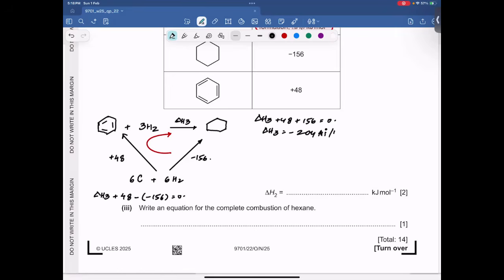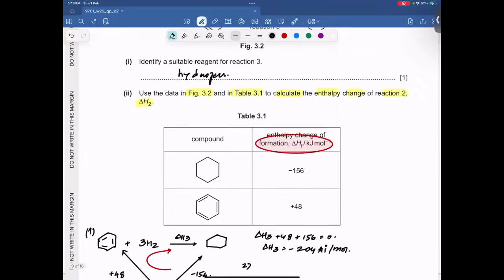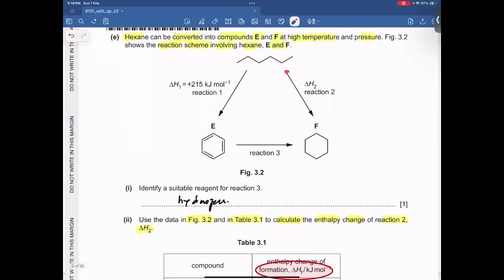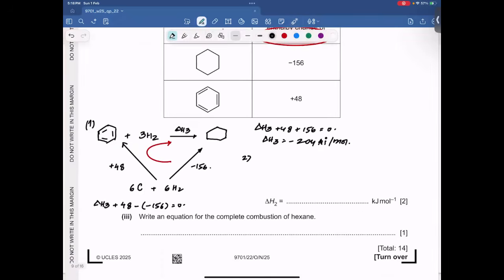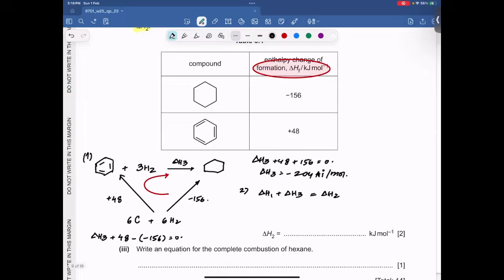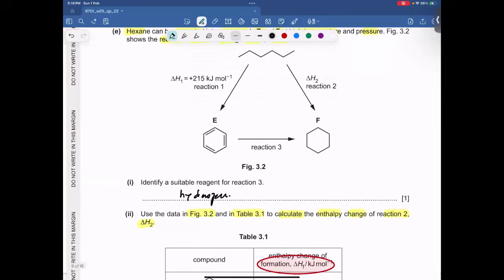Okay. So that's the first step. In the second step, I have to apply the Hess cycle, because the reaction takes place in one step or more than one step, the total amount of energy remains the same. So it's going to be delta H1 plus delta H3 equals delta H2, because we need to find out the value of delta H2. Delta H1 is already given, which is plus 215.